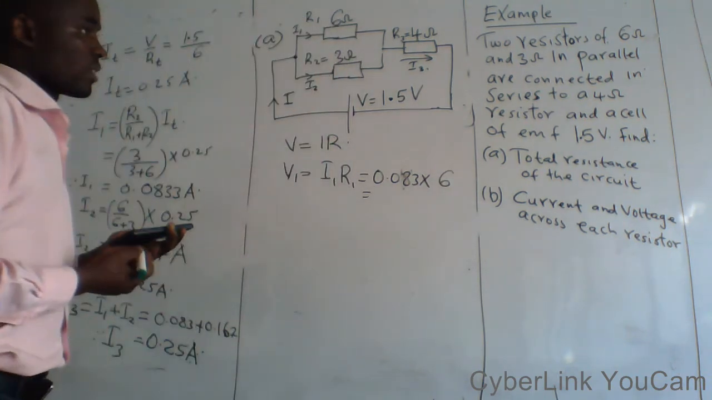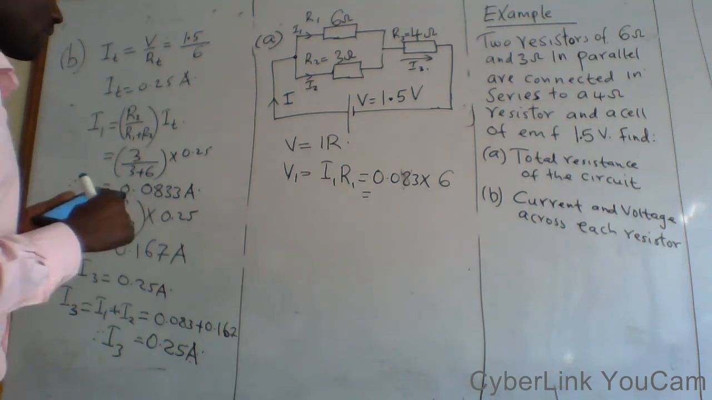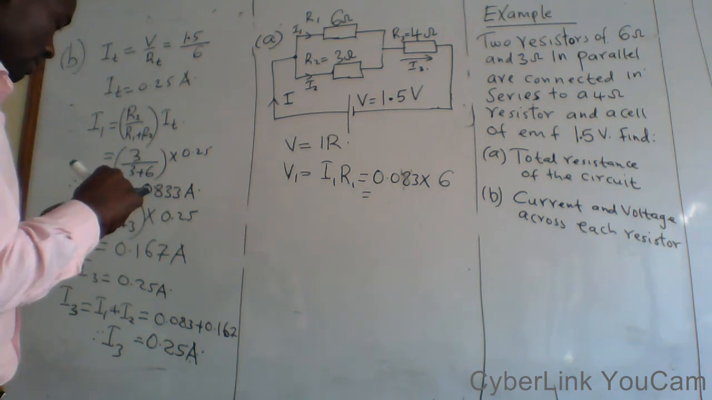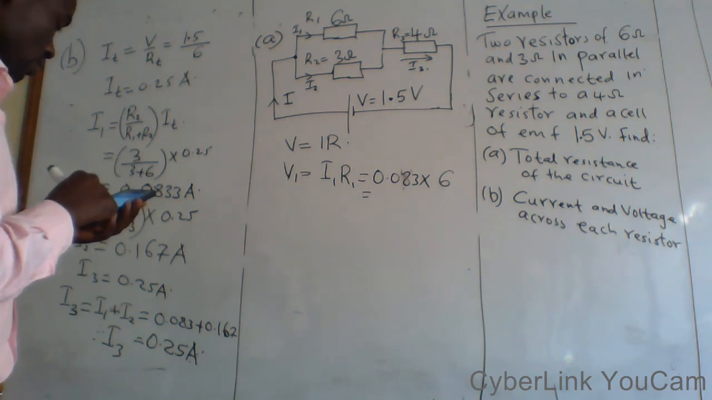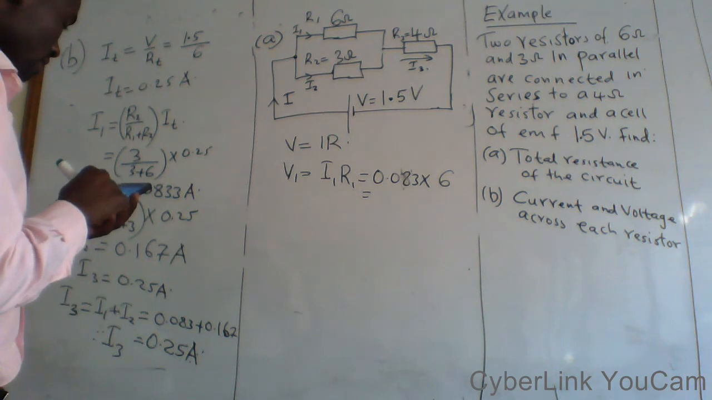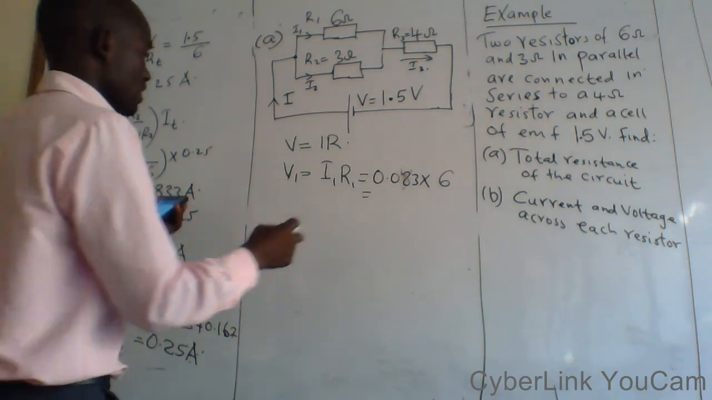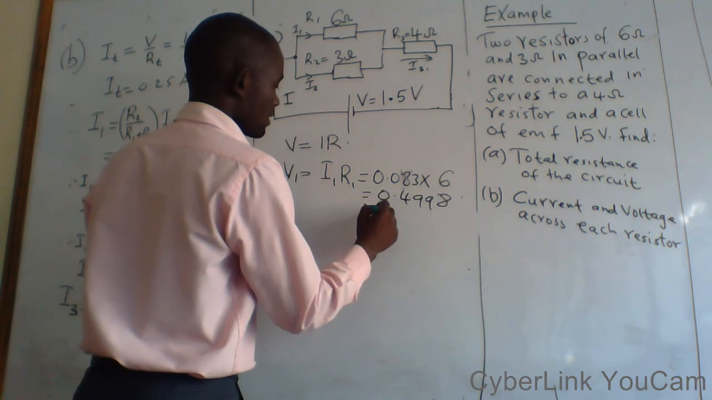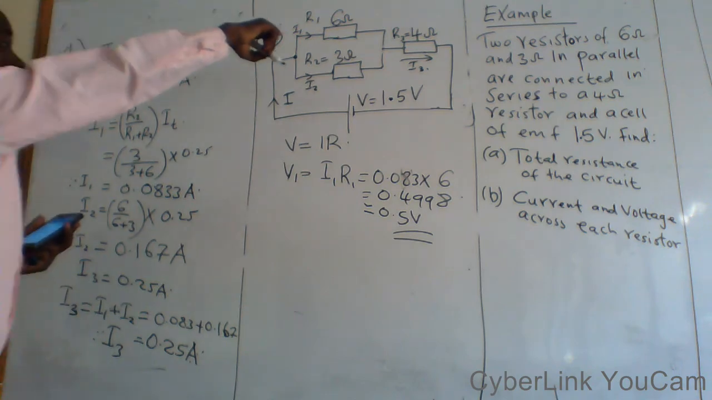If you take 0.0833 times 6, you will get 0.4998, which is roughly 0.5 volts. So the voltage across V1 will be that.